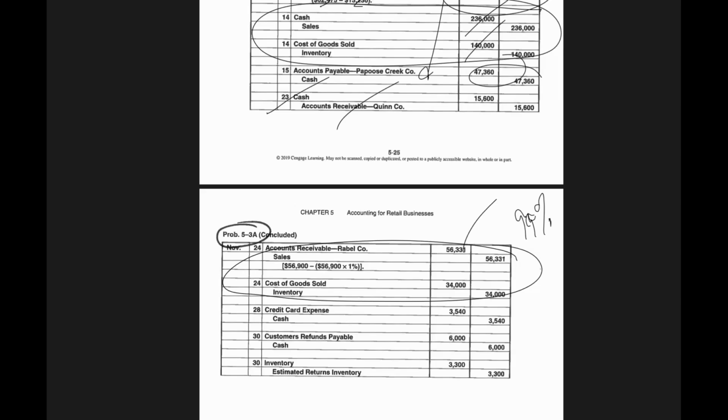Paid Visa for this $35.40, the expense, credit card expense, and a credit to cash. Paid Quinn a cash refund of $6,000 for returned merchandise. So it would have been put into customer refunds payable $6,000 and credit cash for $6,000. And then the cost of this inventory, so we're putting it back into inventory of $3,300, and we take it out of that estimated returns inventory.